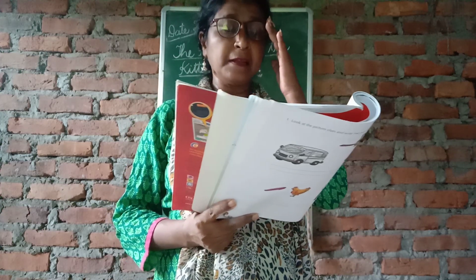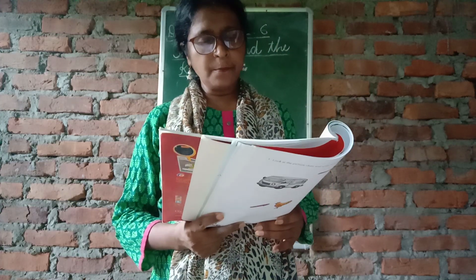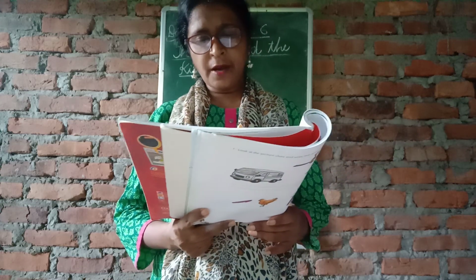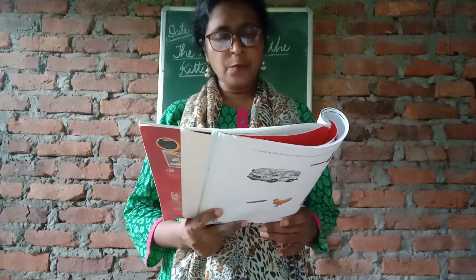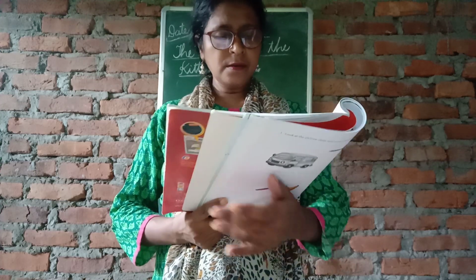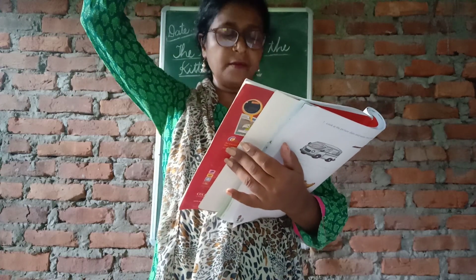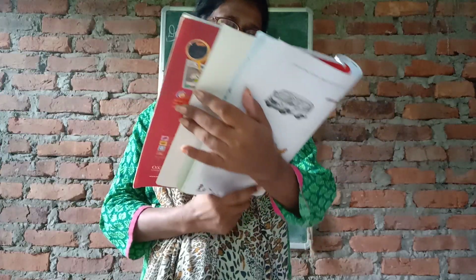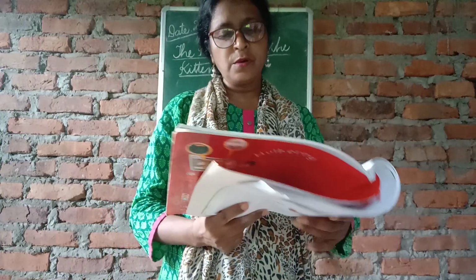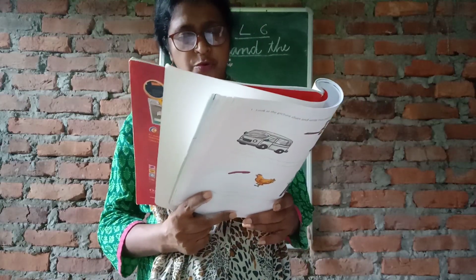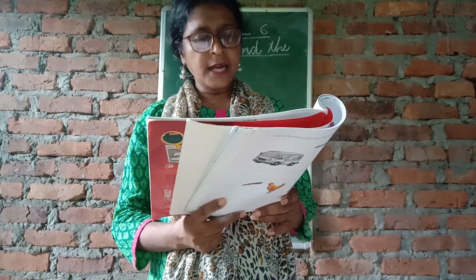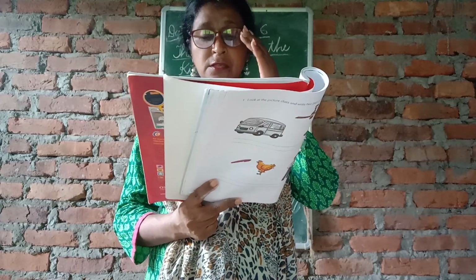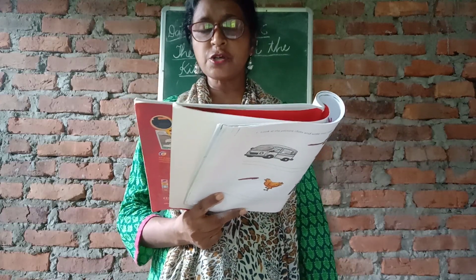So let's start reading the lesson. You try to read with me, okay? Ria flies a big blue kite. It is her favorite kite. She watches it fly. When it goes up in the sky with the wind, it makes the sound swish, swish. The kite gets stuck on the branch of a tree.